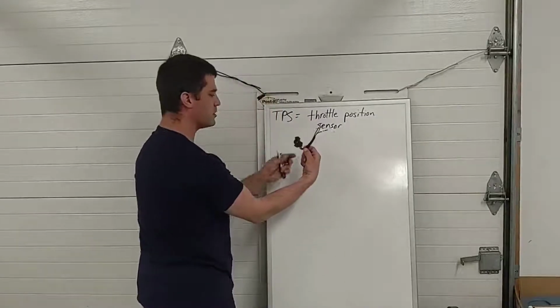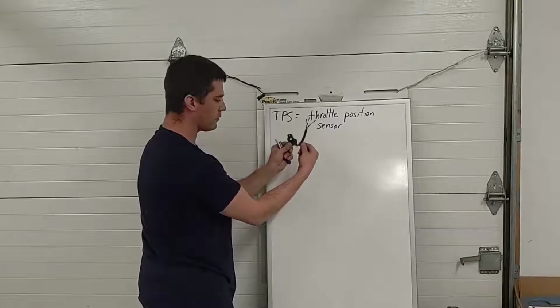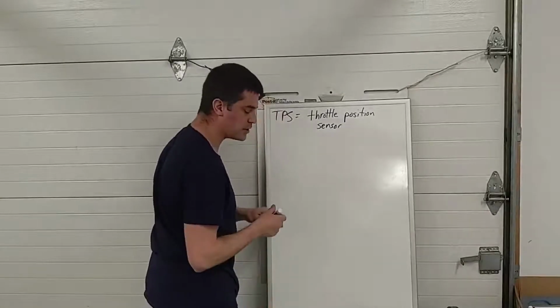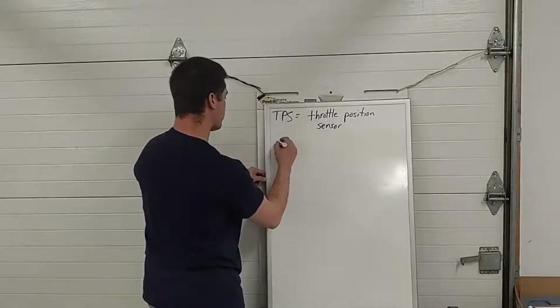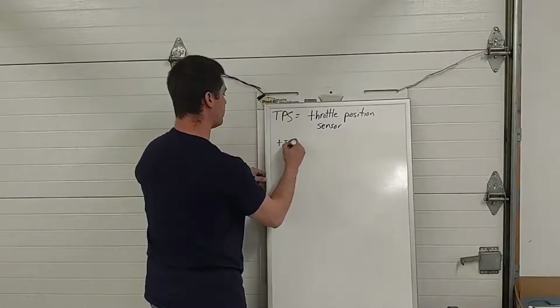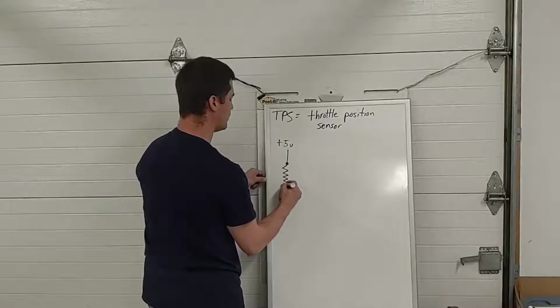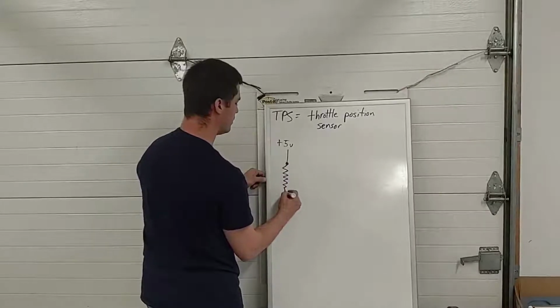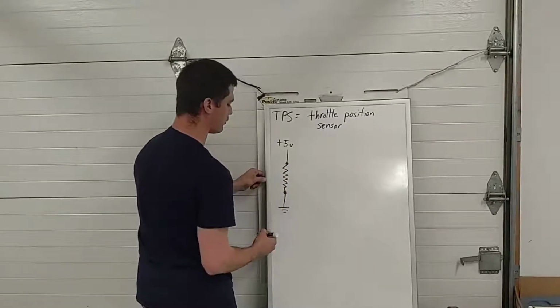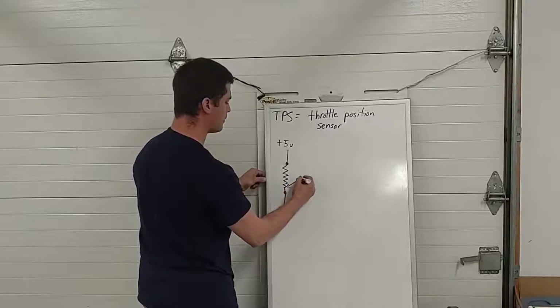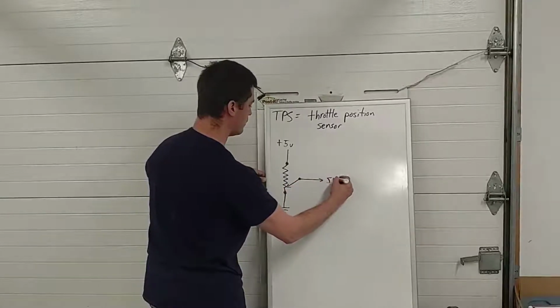So the TPS I showed you yesterday had 3 wires. This was a Ford one. It's not too different than the GM one right there. We know that one is a 5-volt reference. Then you have a resistor in there. Another wire is a ground. And your third wire is your signal.